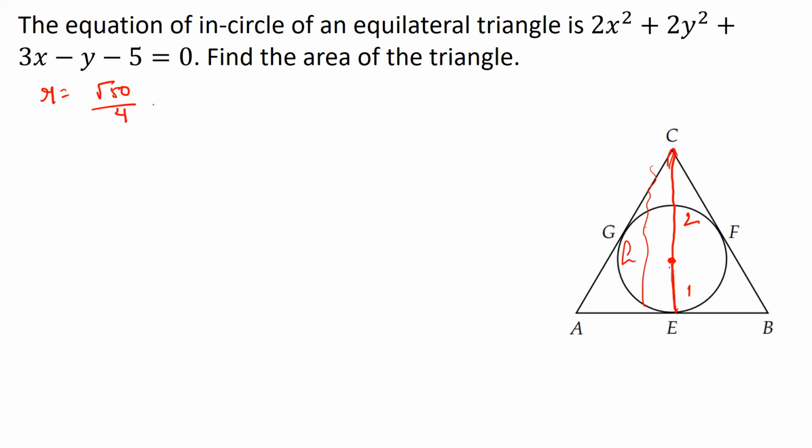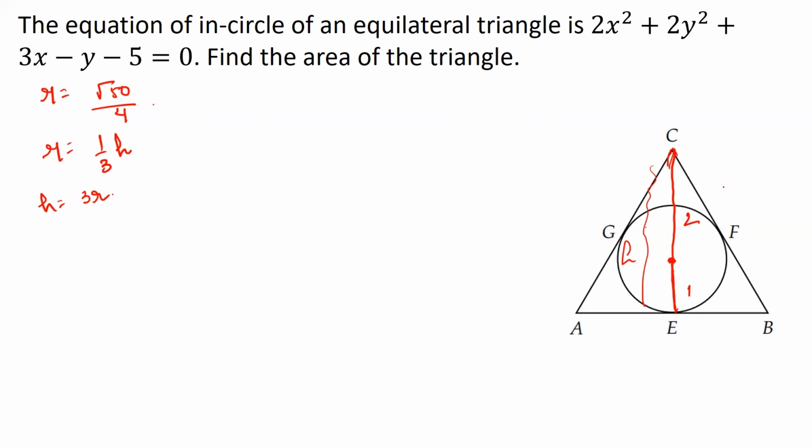That means the radius is 1/3 of the height. So let me write it down over here. We know that radius is equal to 1/3 of the height. Okay, this we already know. So we get that h is equal to 3 times the radius.